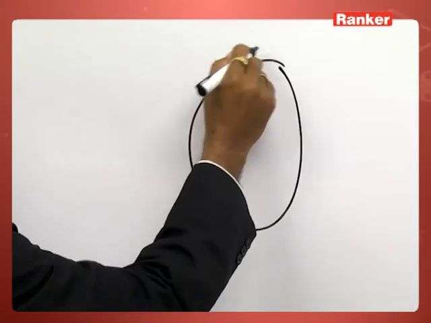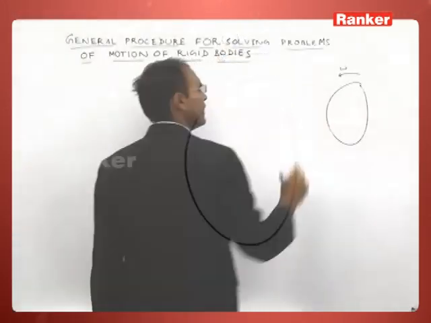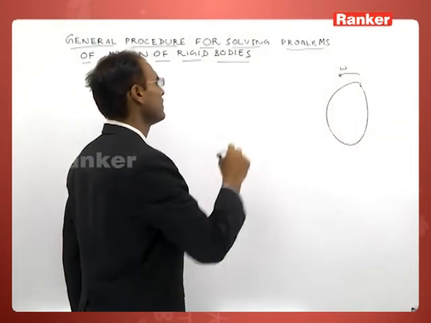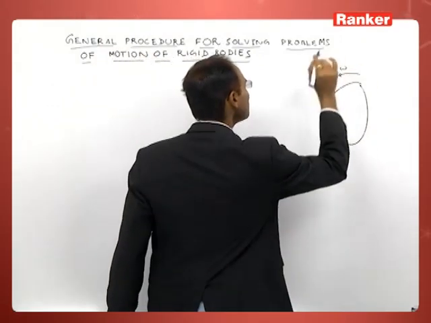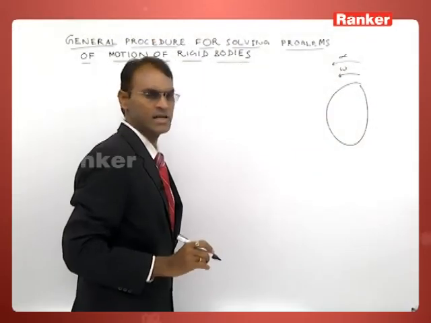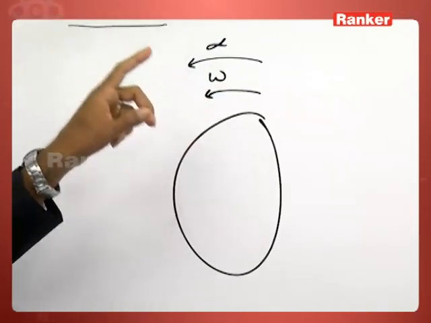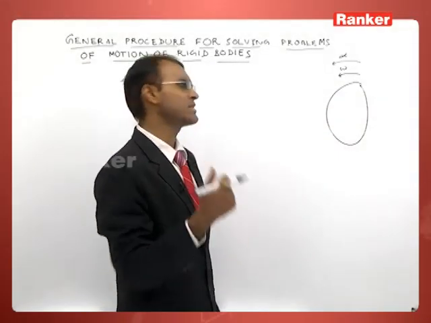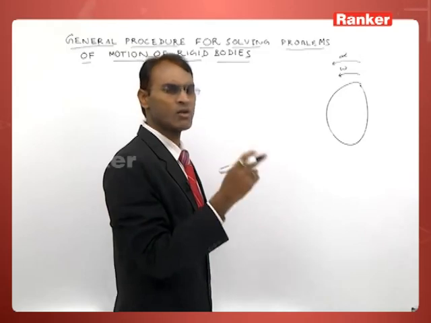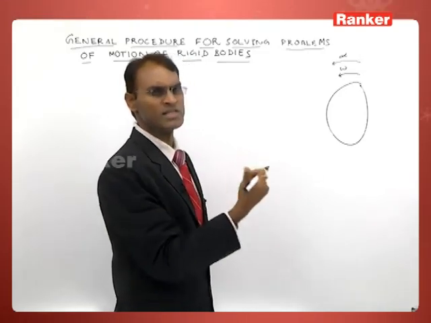The rigid body rotates. Rotation of the rigid body is given by omega. When this omega changes, it will have an angular acceleration. When omega increases, angular acceleration and angular velocity are both unidirectional. Both are clockwise or both are anticlockwise. For clockwise it is in, for anticlockwise it is out.